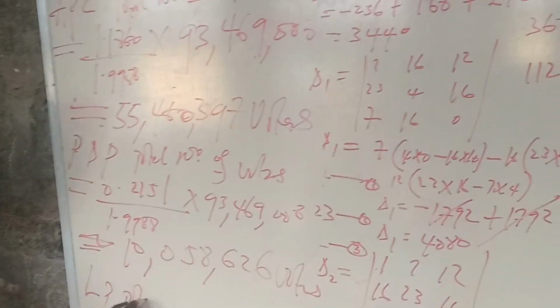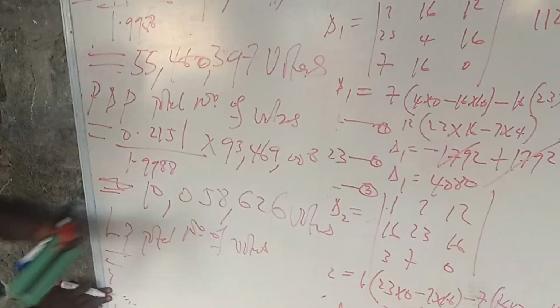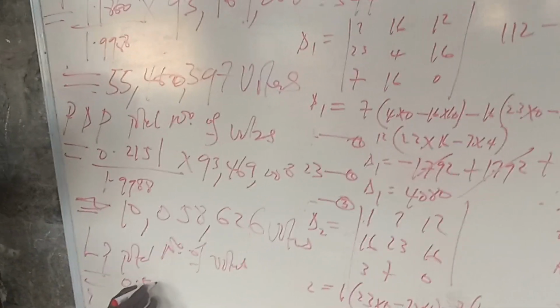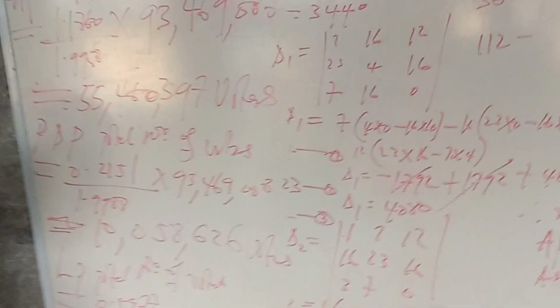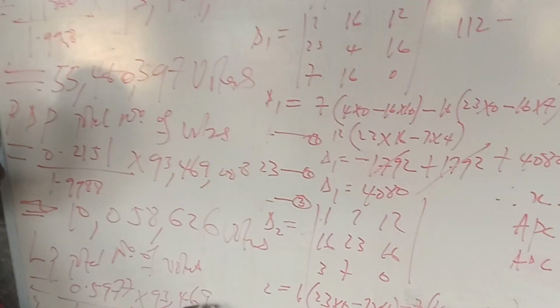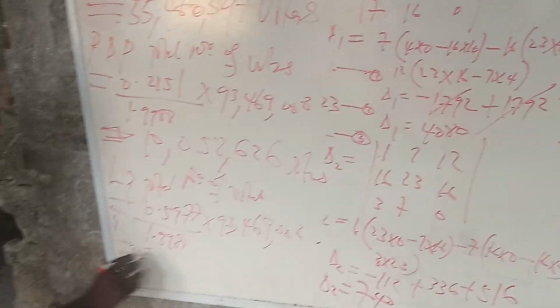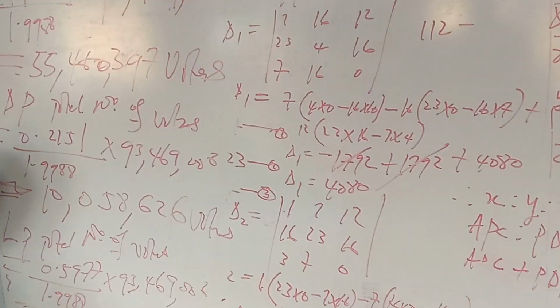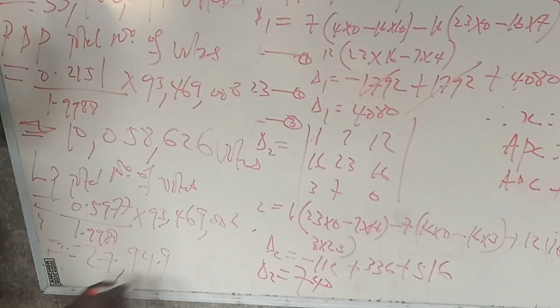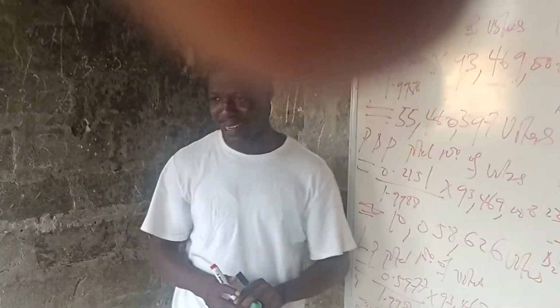What about Labour Party, the total number of voters that will come out? It is 0.5977 over 1.9988 times 93,469,008. Are you getting it? And that will be equivalent to 27 million, 949,983. Ladies and gentlemen, this was the revelation I got, and I was compelled to come out mathematically to disclose it.